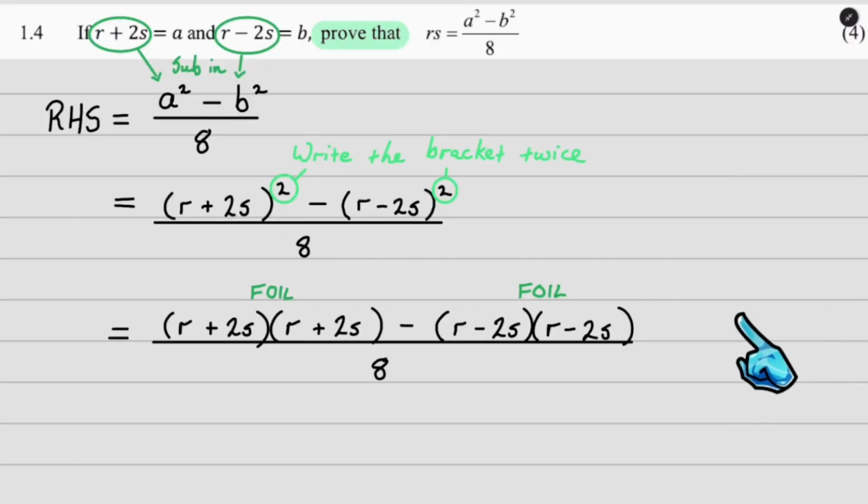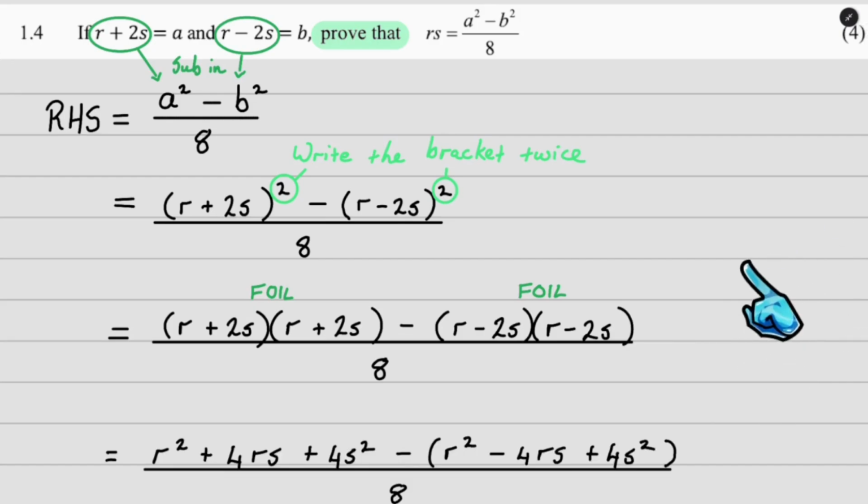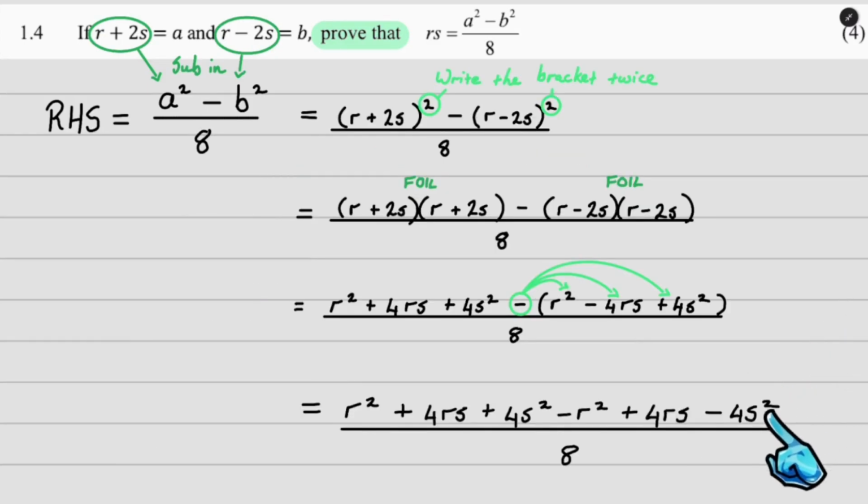Alright, let's get the painstaking task of foiling out the way. Once you have foiled, just remember to keep this whole thing in a bracket because we're going to have to distribute this minus, and that's exactly what we're going to do next. Once that's out the way, we're going to see some magic happen here.